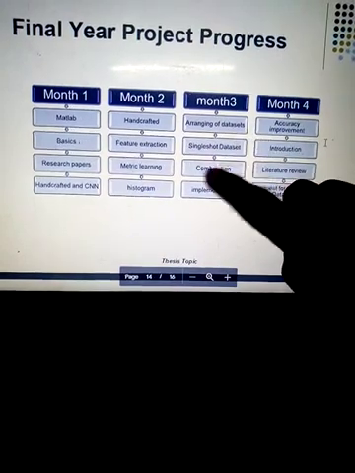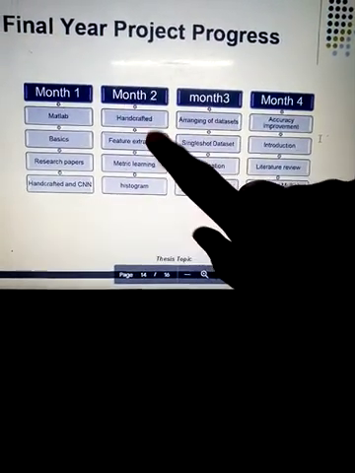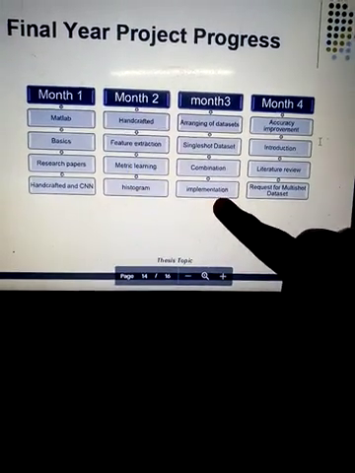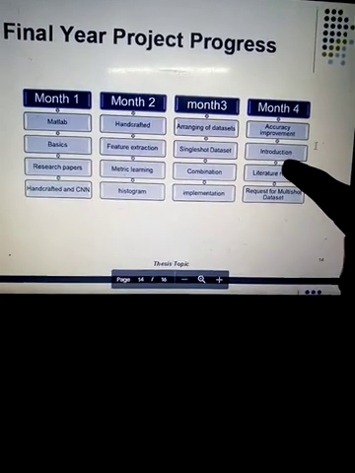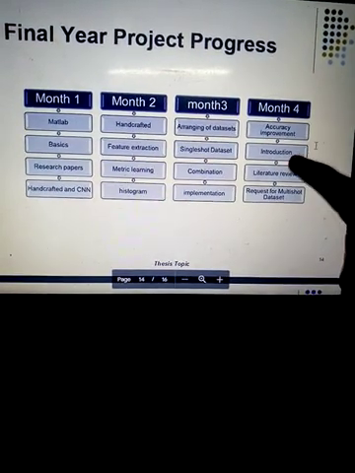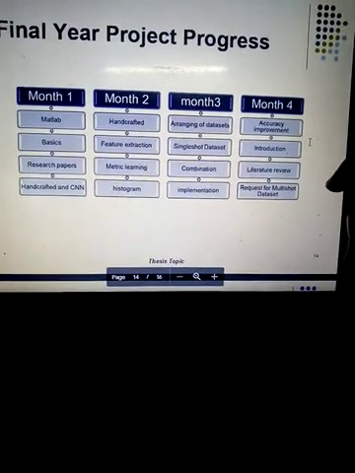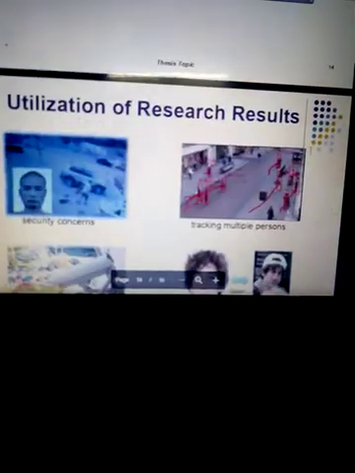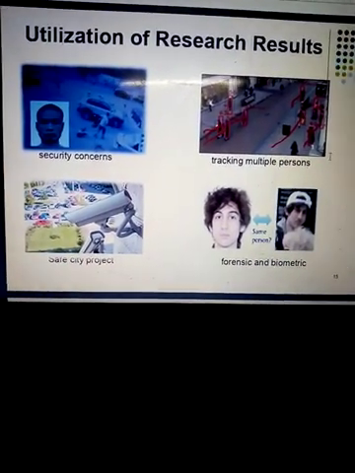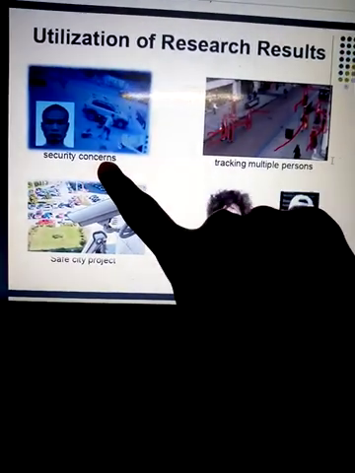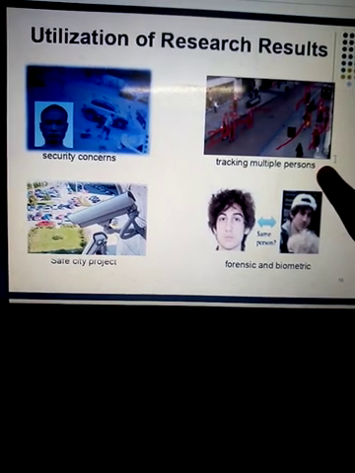In month 3, we arranged the datasets, worked on them, and combined the best combination of the feature extraction and the metric learning technique and implemented it. In month 4, we improved the accuracy up to 47.64. Then we wrote the introduction and the literature review of our research paper, and we requested the multi-shot dataset. The applications of our research paper are in surveillance and security concerns, to track the suspect of a crime scene, tracking across multiple cameras, that is, to identify a certain person.